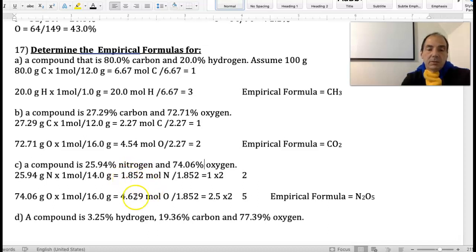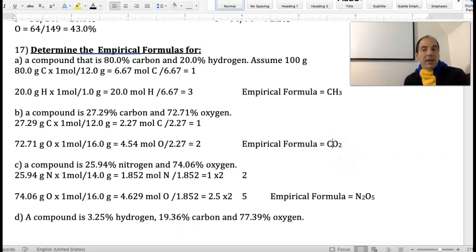In any event, so when I get these 1.852 moles of nitrogen, 4.629 moles of oxygen, I divided by the smaller number, 1.852, and I got a 1 here. And when I divided here, I got about 2.499. Well, that's 2.5. Keep in mind we were making assumptions. We made an assumption about mass. That one's not an issue. But we also, when we divided by the smaller number, were assuming that there would be 1 atom of that.